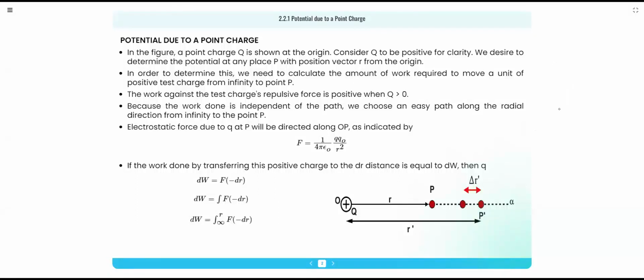In this derivation, we have a unit positive charge and the main charge. This is the unit positive charge. This is the main charge. Now, I'll try to bring this charge inside the field somewhere at point P. Then what will happen?